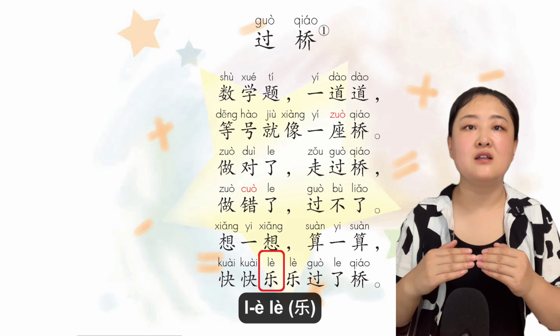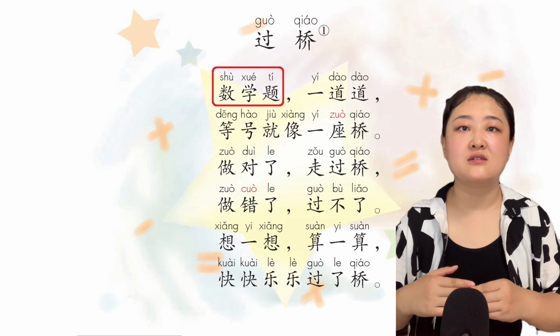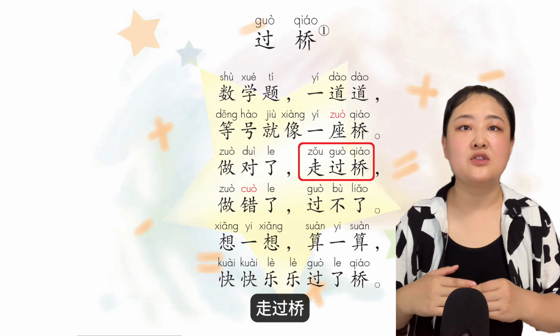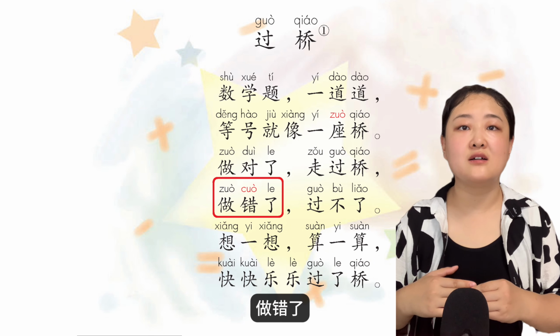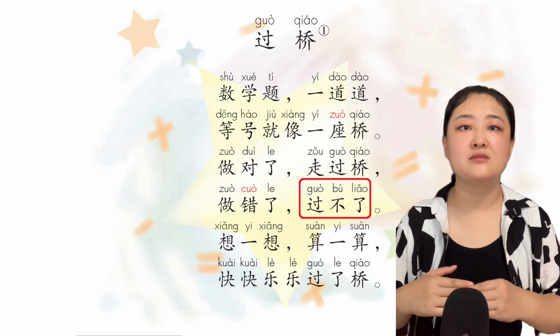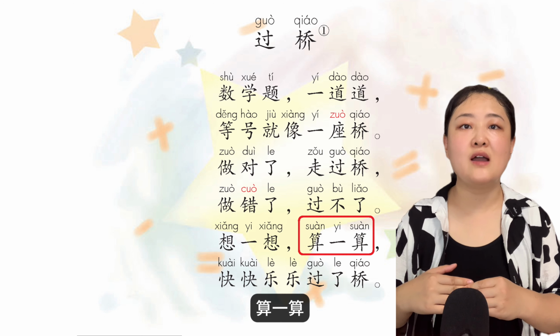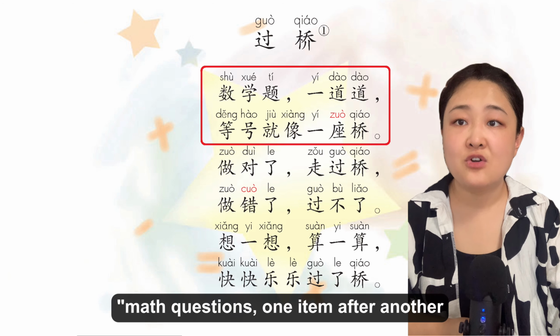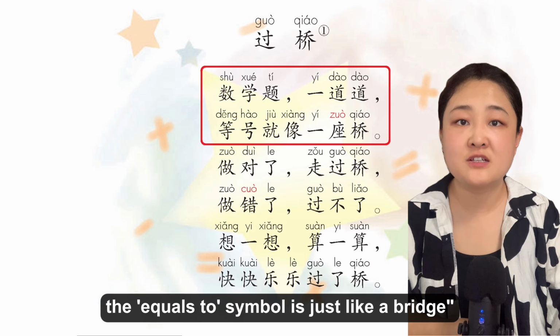Repeat after me again. 过桥,数学题,一道道,等号就像一座桥。做对了,走过桥。做错了,过不了。想一想,算一算,快快乐乐过了桥。And then repeat after me one last time. 数学题一道道,等号就像一座桥。It can be translated into math questions, one item after another. The equals to symbol is just like a bridge.